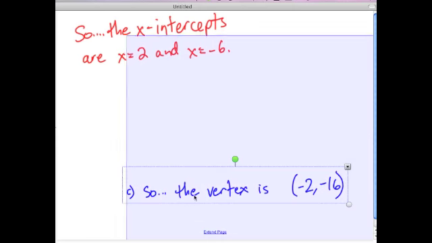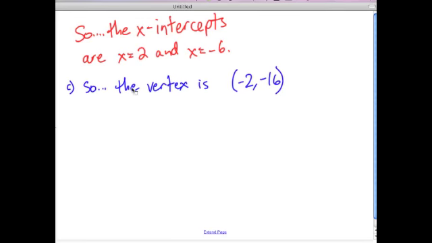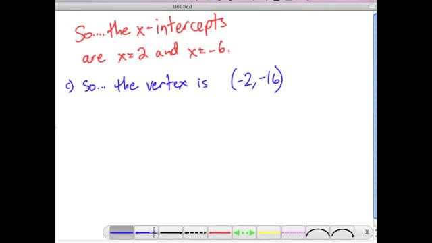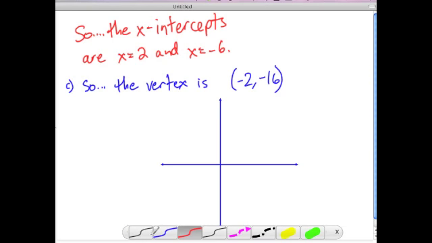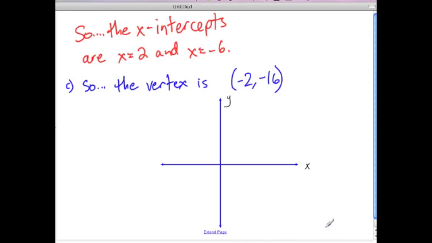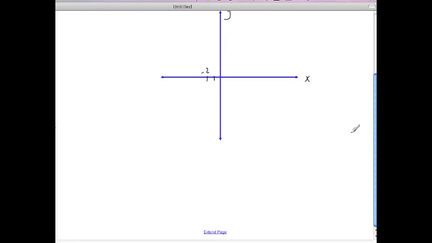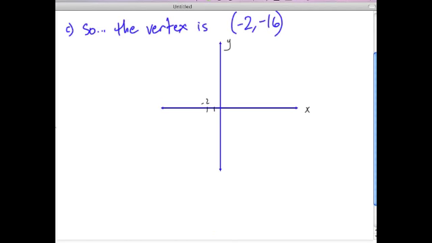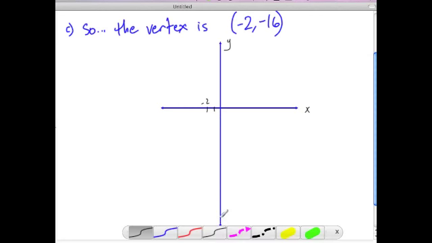So here's the information that I now have. I know that the vertex is negative 2, negative 16. I know that the x-intercepts are x equals 2 and x equals negative 6. And so I'm going to sketch the graph. This is not going to be a perfect drawing. Okay, that's why it's a sketch. You'll see on the calculator what it looks like when it's a perfect drawing. But for right now, this is just a sketch.